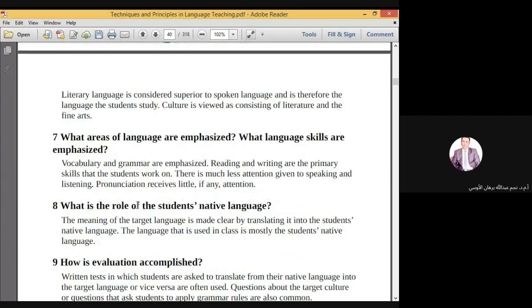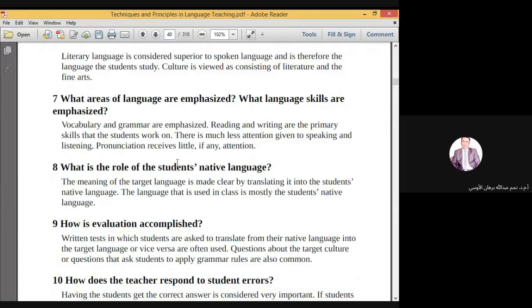Next, what areas of language are emphasized? What language skills are emphasized according to this method? Vocabulary and grammar are emphasized. Reading and writing are the primary skills that students work on.